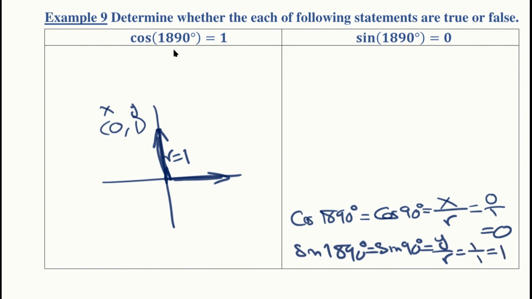So is this statement true? The cosine of 1890 is 1. No, we know what the cosine of 1890 is. It's 0. So this one is false. How about this one? That the sine of 1890 is 0. Well, no, we know that it's 1. So that's also false. Okay? So nothing to worry about in a situation like this. Just work it out like any other problem.